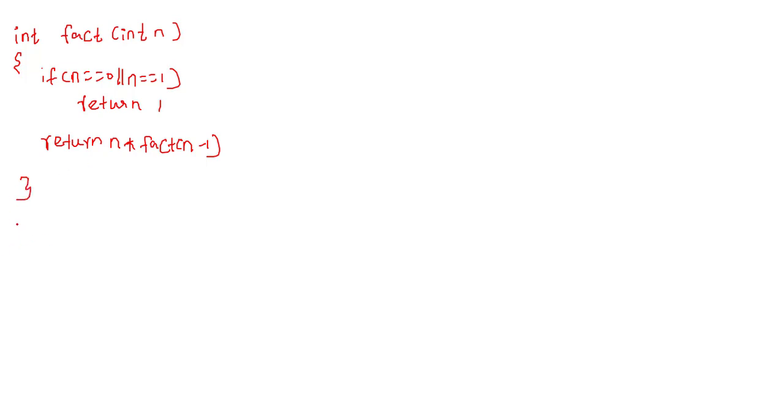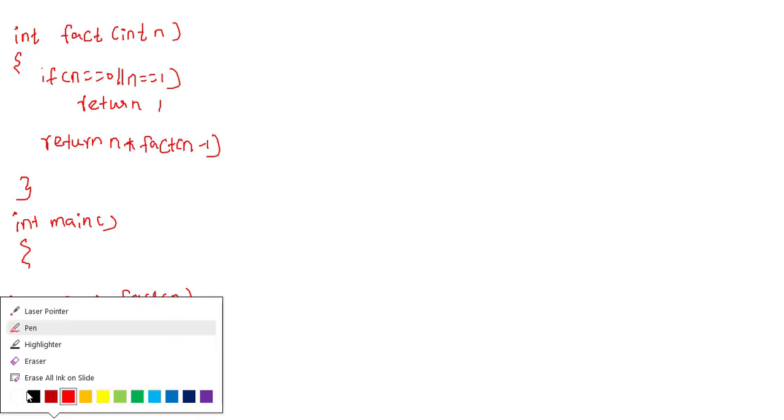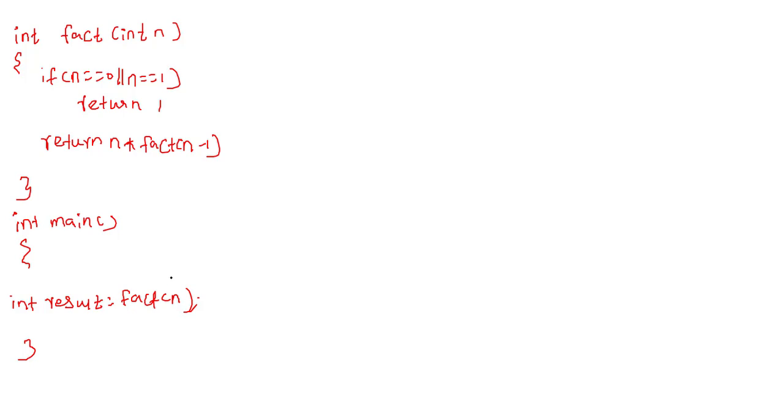So here I have the main method. Let me not write everything. For the result alone I'll take int result is equal to fact of n. Okay, let me change this color. So here, what is the fact value? I mean, the n value is 5. So I am calling this function. Now the n value will be 5 here.